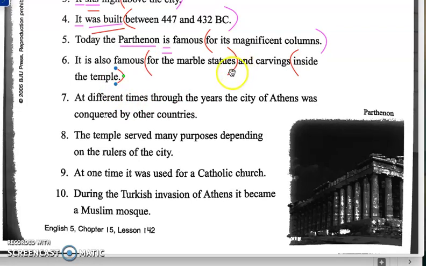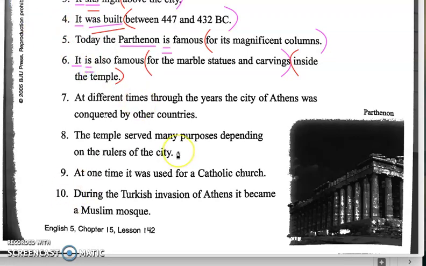Oops, did you also spot my mistake? It's supposed to be here for the marble statues and carvings. I totally missed that. I hope you caught it. Now we got it is also famous. Subject it, verb is.